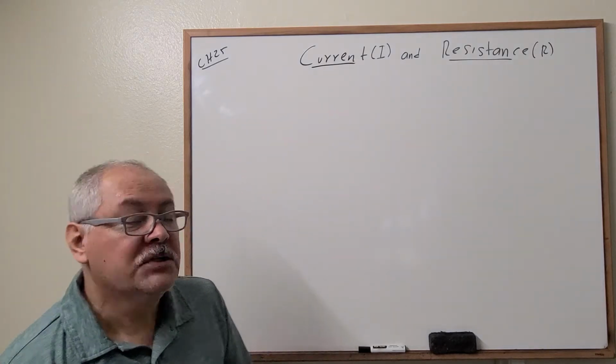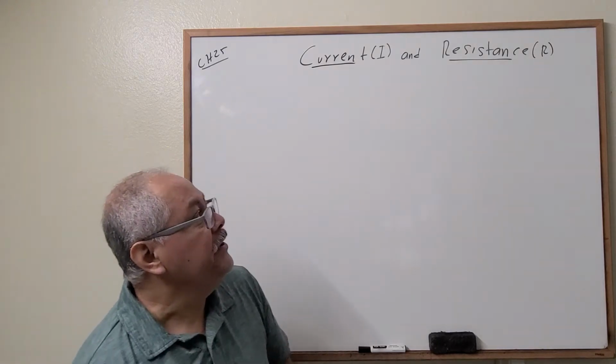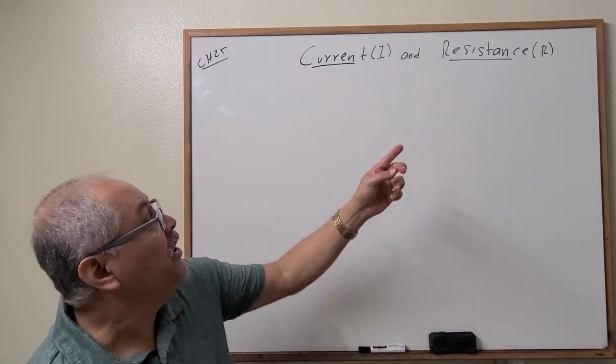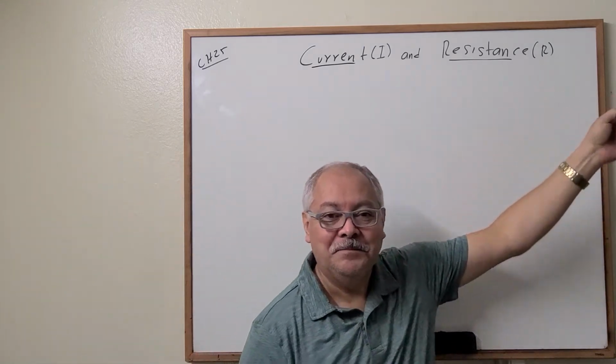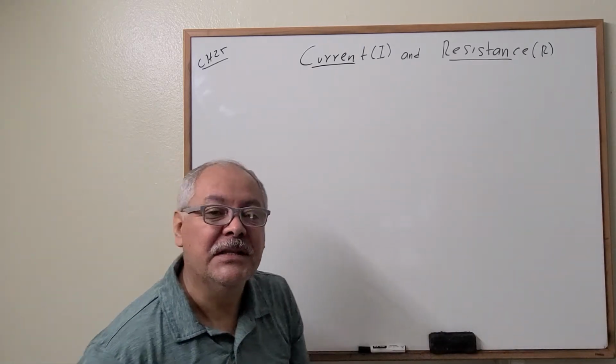Okay, let's go for chapter 25. It's going to be current and resistance. The symbol for current is I, for resistance is R. Let's define current in this way.